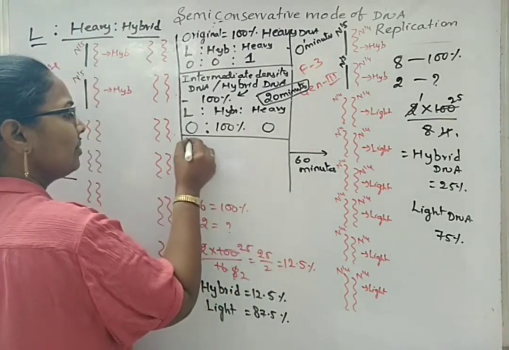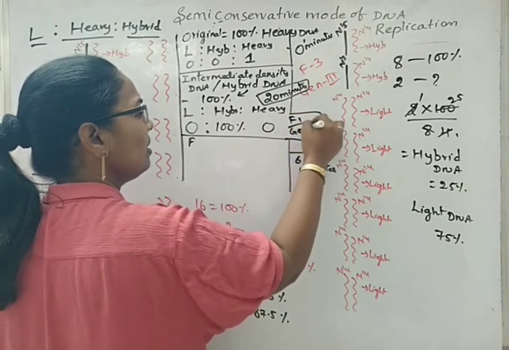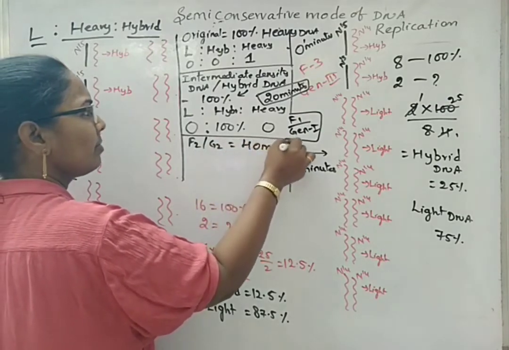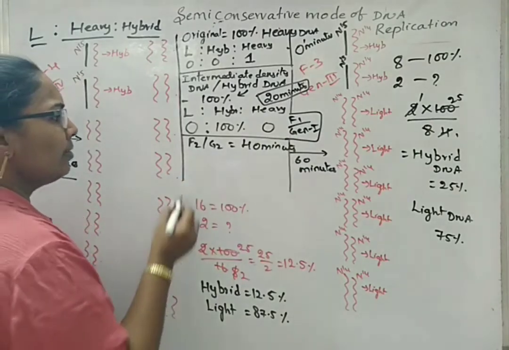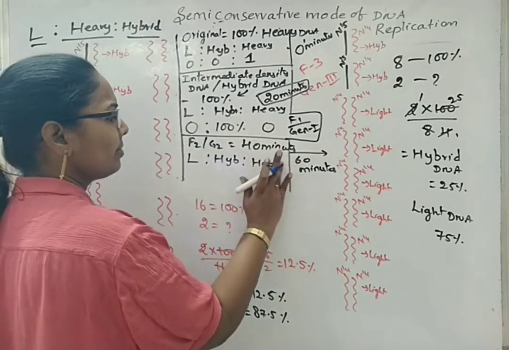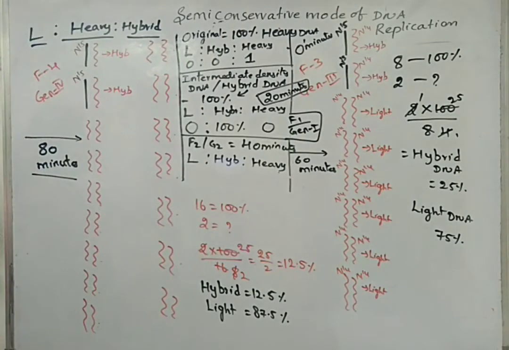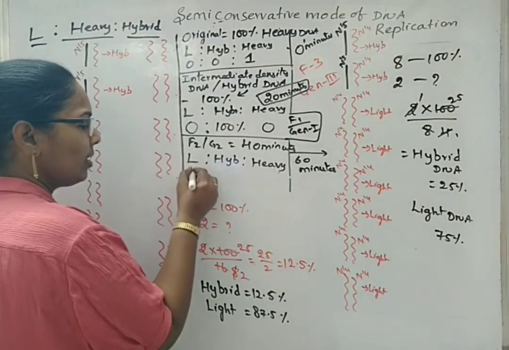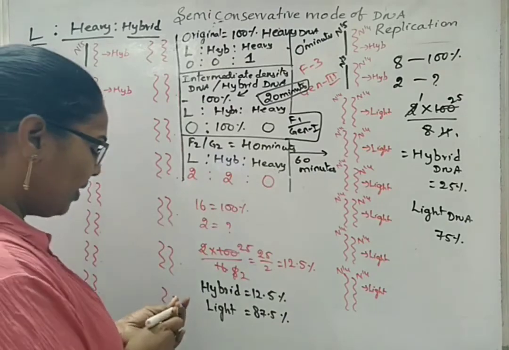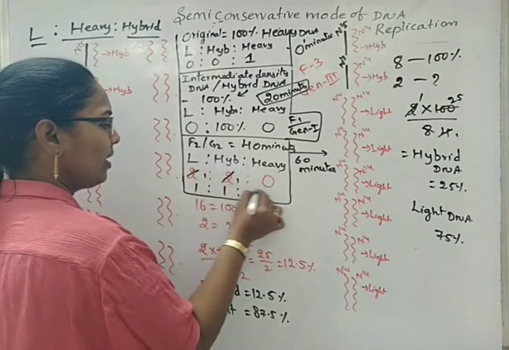Now if we write the third one, this is the F1 generation, or generation 1. If you write F2 or generation 2, that is after 40 minutes, how many DNA strands are we getting? Now directly we will write the percentages: light to hybrid to heavy DNA. After 40 minutes, we got light DNA strands 2 in number, hybrid DNA strands 2 in number, and heavy DNA strands 0. This can also be written as a ratio; cancel 1 and 1, it is 1 to 1 to 0.